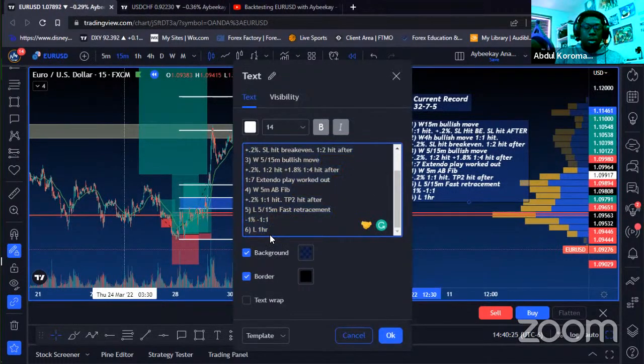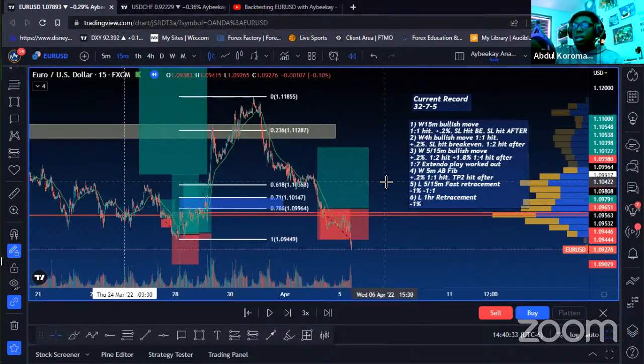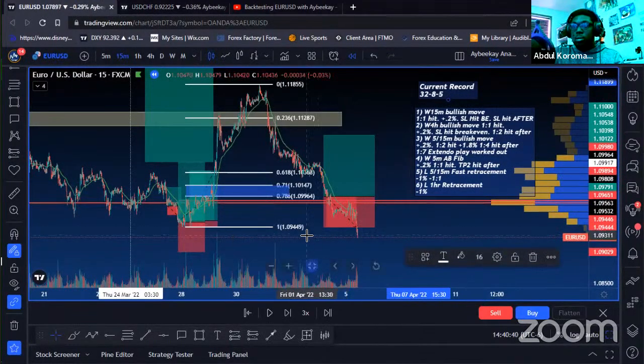L, 1 hour retracement play. And then it's -1. That's all it is. We gotta take that L. So 32, 8, and 5 is my record right now.